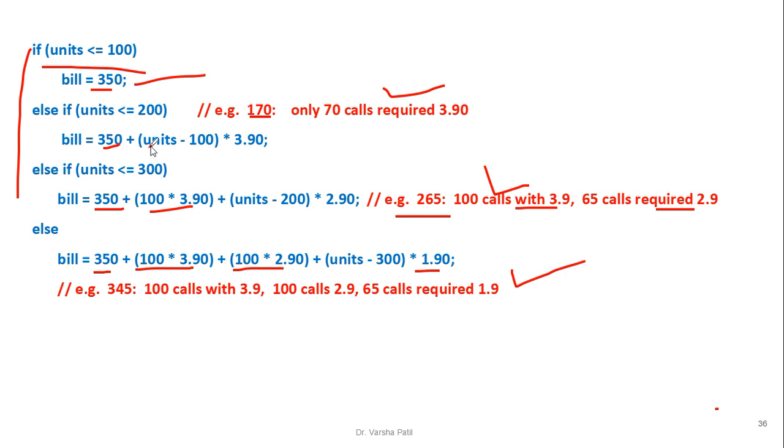So if you are not comfortable, better to write all the specific conditions: units is greater than or equal to 101 and less than or equal to 200, units is greater than or equal to 201 and less than or equal to 300, and the final else condition.